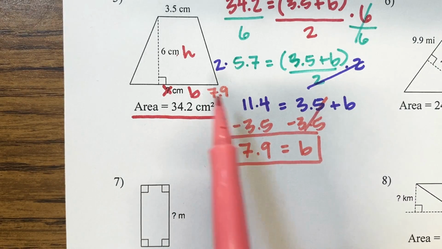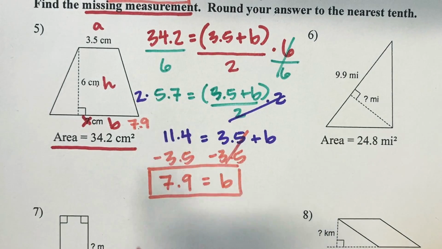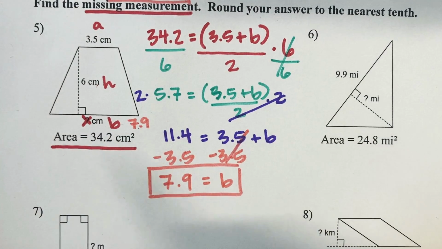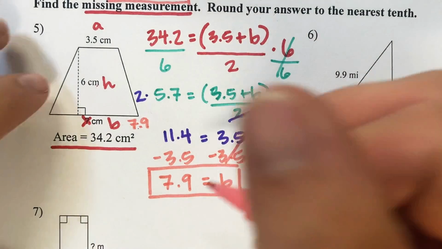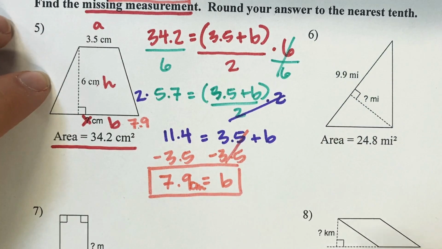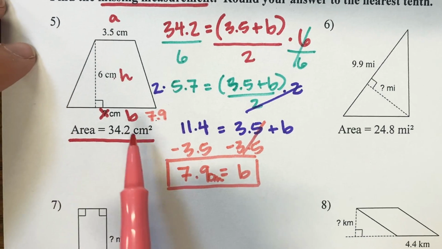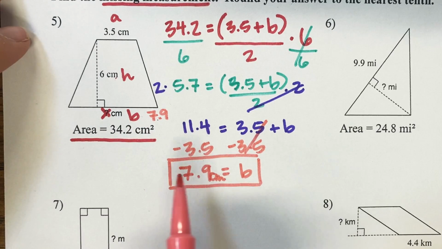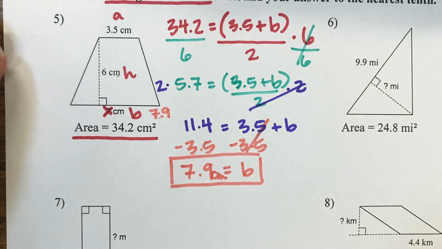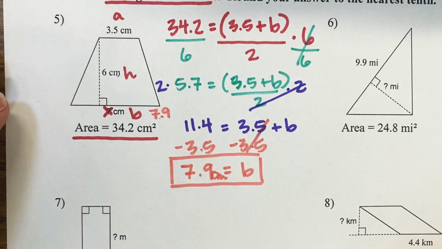But 7.9 what? Okay, this is where we need to bring the units back in. Remember, you're an engineer. Is it miles, feet, inches? What is it? It's centimeters. Remember, it's not centimeters squared because that's only what our area is. This is just simply a measurement. So 7.9 centimeters. Sorry, that's kind of crammed there.